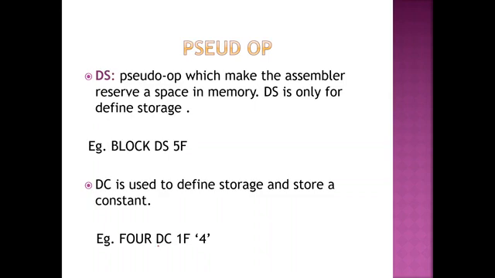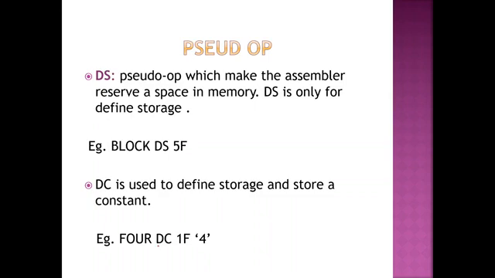Next one is DC. This is define constant. In C programming, int a will only declare a variable and allot a storage space. But int a is equal to 10 will declare a variable, allot a storage space, and also store a constant value inside it. Yes, it will store 10 inside a.